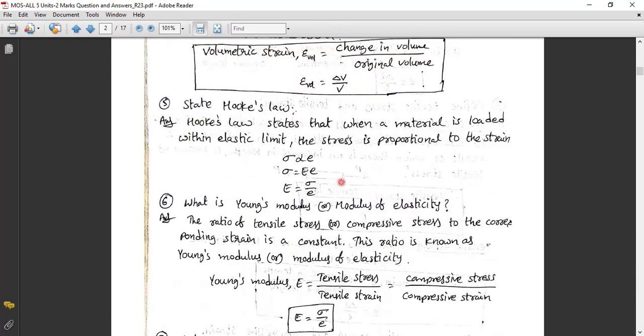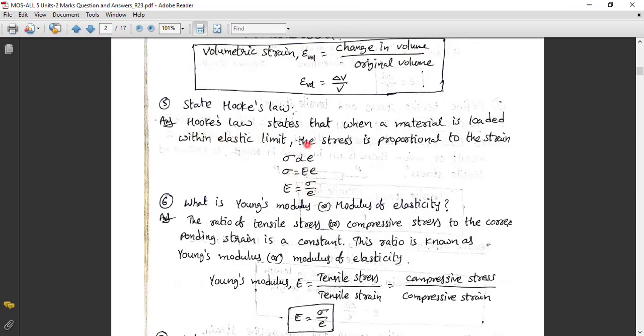So state Hooke's law. Very important. Hooke's law says that stress is directly proportional to strain. If you remove the proportionality, sigma is equal to some constant, you can take capital E here. This capital E is equal to sigma by e, stress upon strain. So if stress in a body increases, strain in the body increases, and vice versa. So this E is called Young's modulus in the following question.